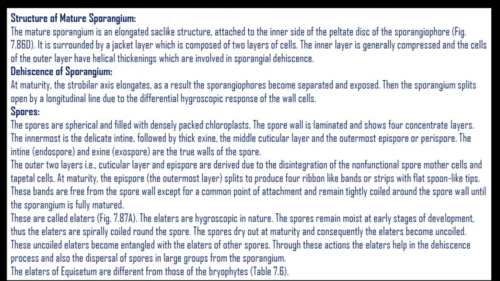with densely packed chloroplasts. The spore wall is laminated and shows four concentric layers. The innermost is the delicate intine, which is followed by the thick exine and the middle cuticular layer and the outermost epispore or perispore. In this way, intine means the endospore, while exine is the exospore, and the true walls of the spore.